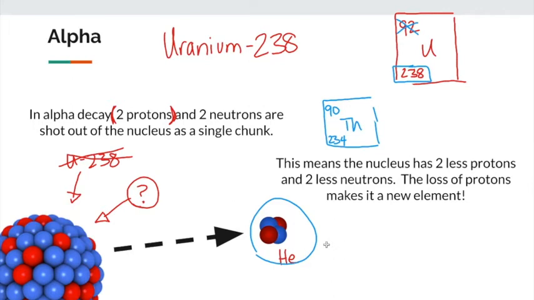Now, often this decay continues. Thorium-234 might still be unstable, and it might undergo decay. Maybe it's alpha, maybe it's beta. We'll save that for another time. But the key idea here is, with an alpha decay, you have a new element due to the changed proton number, kind of like what those alchemists were trying to do with turning lead into gold.